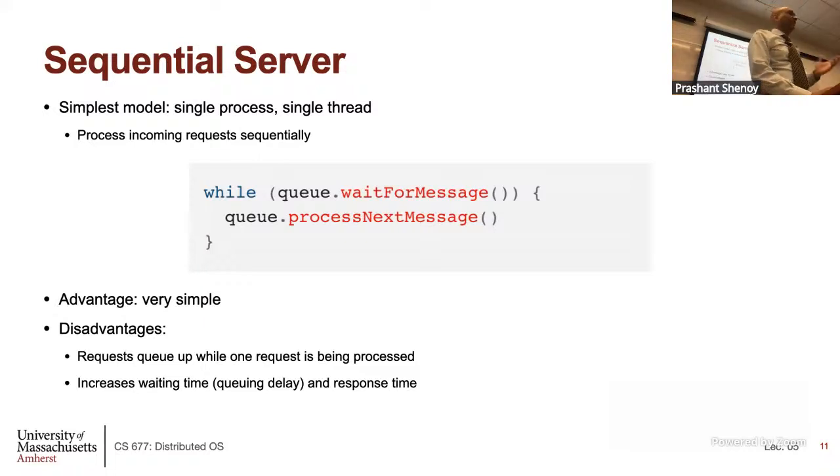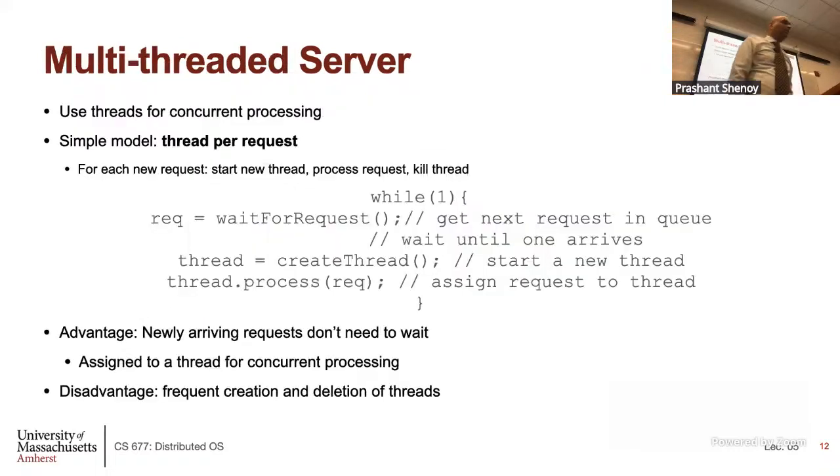Is that clear? So that's clearly going to be a disadvantage. So we now make this multi-threaded. The simplest multi-threaded server, this model. There are many types of multi-threaded servers we are going to see in the next few slides. The simplest one is called a thread per request model.